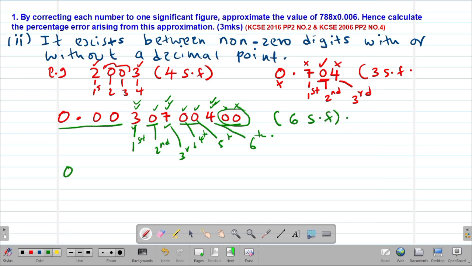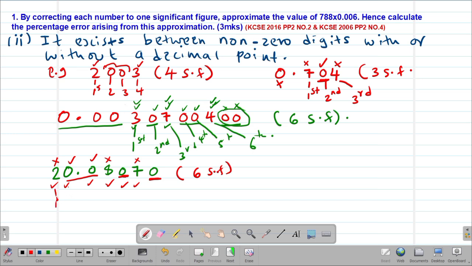We can also have a number like, let's say, 20.08 maybe 0, 7. So we can add another 0 here. So remember, this 0 and this 0 will be significant because they are existing between two non-zero digits, that is 2 and 8. Similarly, this 0 is also significant because it is existing between 8 and 7, which are non-zero digits. However, this 0 is not significant because of the decimal point. Therefore, this number is correct to 6 significant figures.